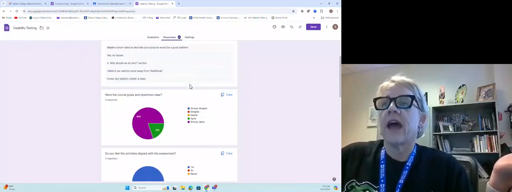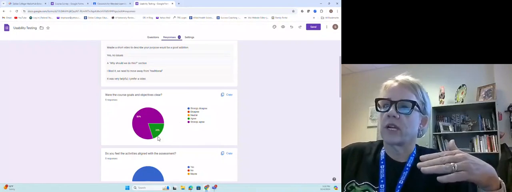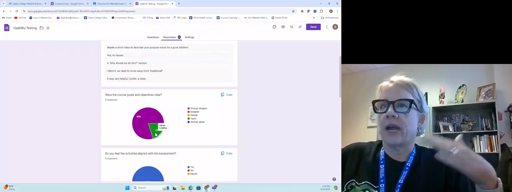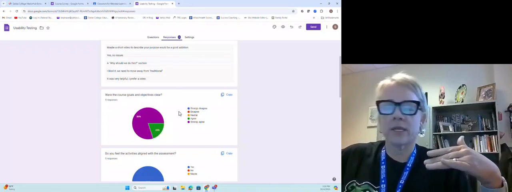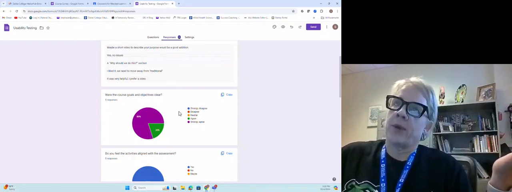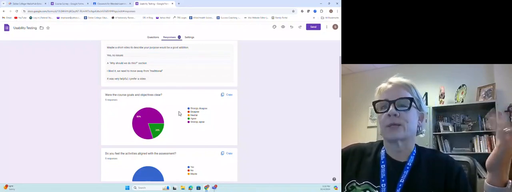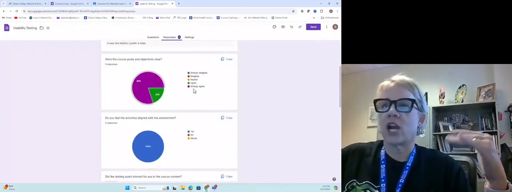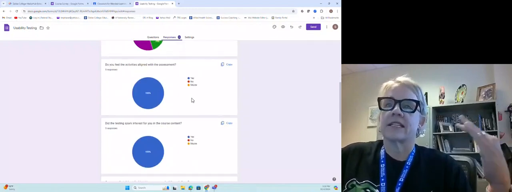Were the course goals and objectives clear? Everybody's either strongly agreed or agreed. I think it's going to be easy for you to pick out based on this survey who was the resistant person, which is the technology resistant person. Do you feel the activities aligned with the assessment? I did get 100% on that.